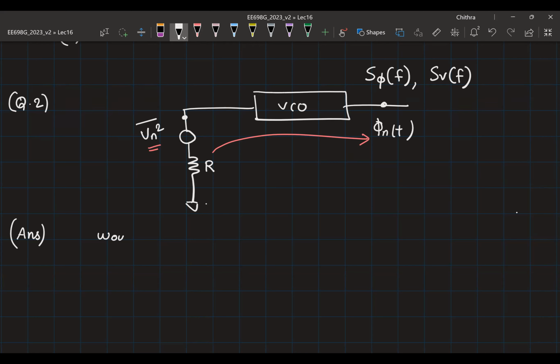So omega out is given by omega naught plus KVCO into VC. We are interested in phi out, right? So what is the expression for phi out?